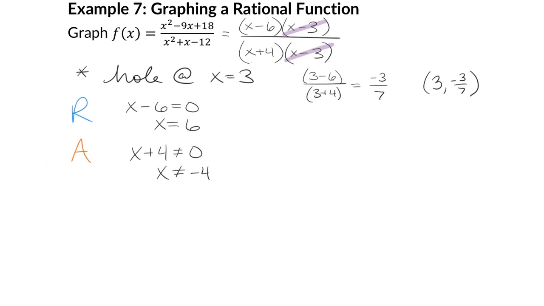Are there any squares for the T step? Are there any squares in the numerator after we factored it, right? Any squared factors in the numerator or denominator? No, so there is none here. No tangency.